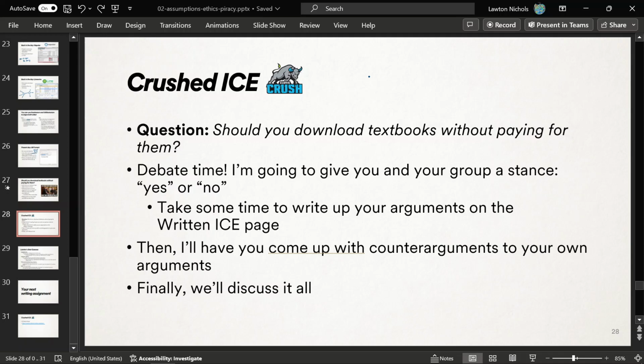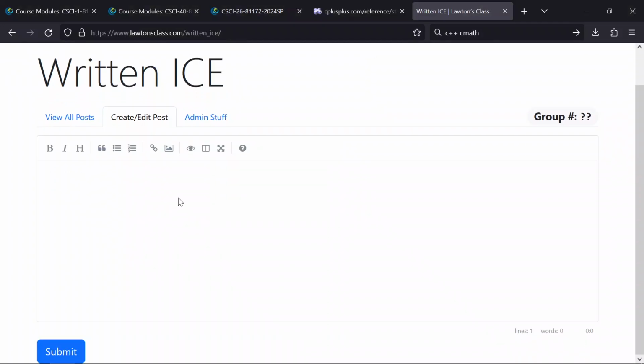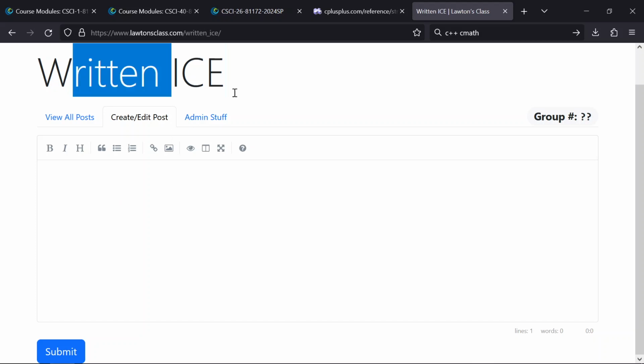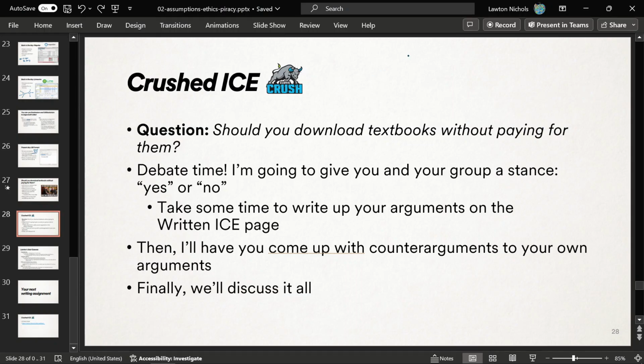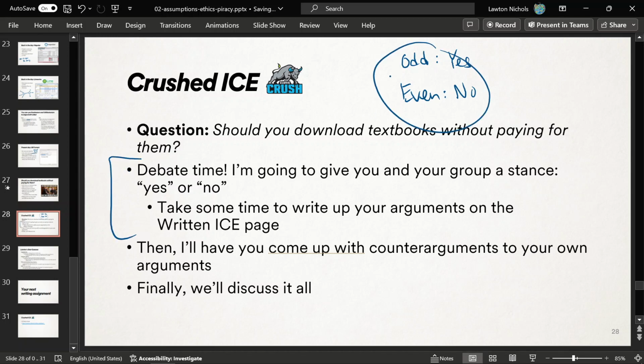So here's the idea. Once you get together as groups, so don't do this yet, designate somebody to be the person who writes your ideas down. Then only one of the people in your group will go to this page, type nothing, just have a blank post and click submit. Once you do that, it will give you a group number. If you end up being an odd group number, I would like you to say yes, you should download textbooks without paying for them. That's your stance. If you're an even group, you'll say no, you should not. And I'd like you to write down a couple good arguments for your stance, at least two, let's say.